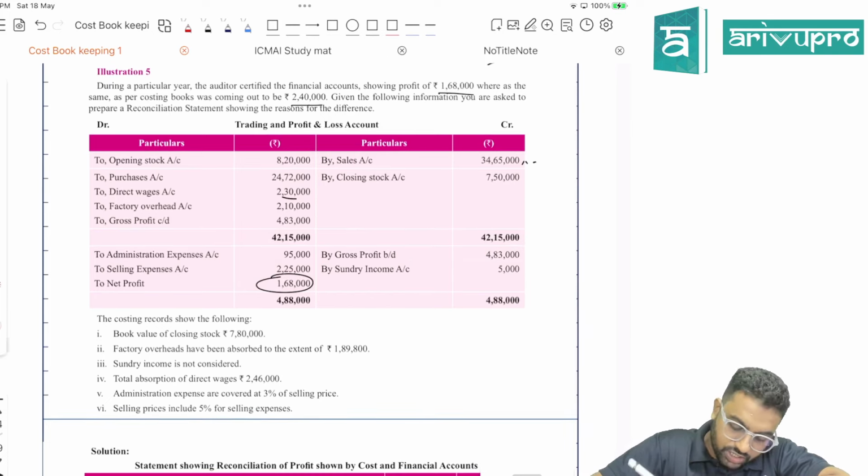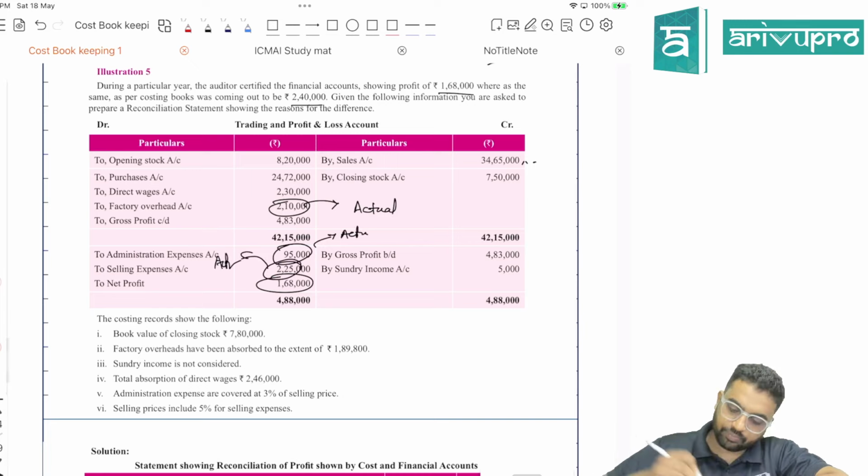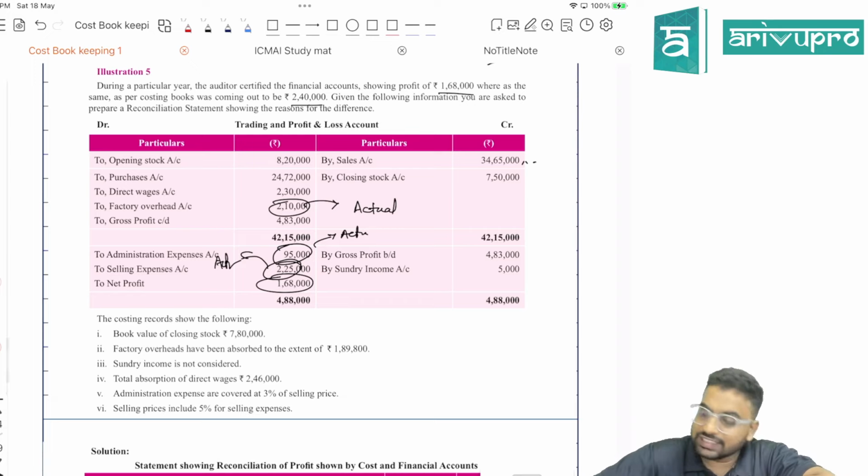Here the factory overhead is there, sir. Whether this is actual or absorbed, sir? It is actual because it is a financial book. Admin expense, actual. Selling expense, actual. Okay, fine. Let's see one by one, sir, what we should do.